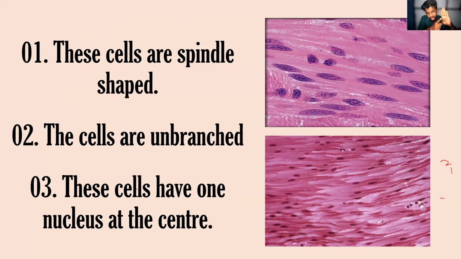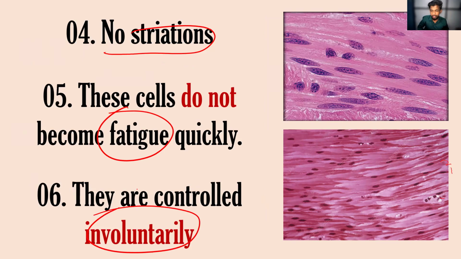First one we are going to discuss regarding the shape. Second one, branches. Third one regarding the nucleus. So spindle shape, unbranched, uninucleus. Then no striations, never become fatigue quickly. Sixth one, controlled involuntary.